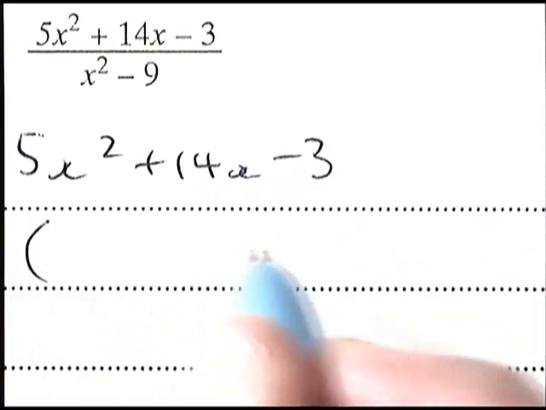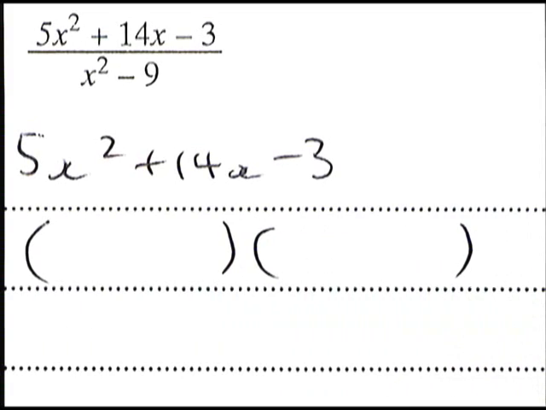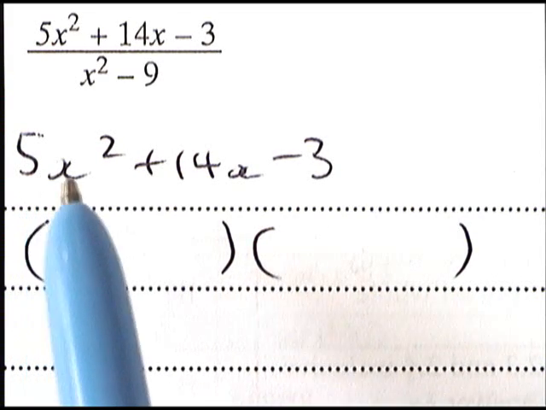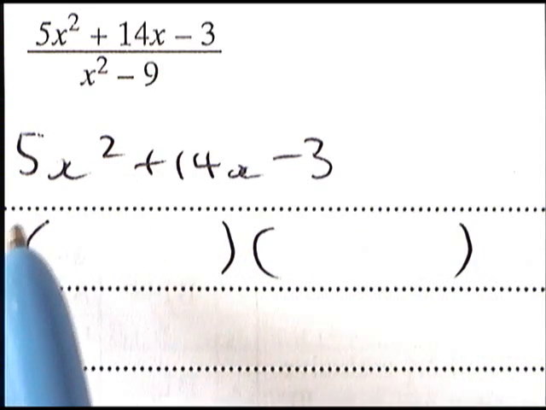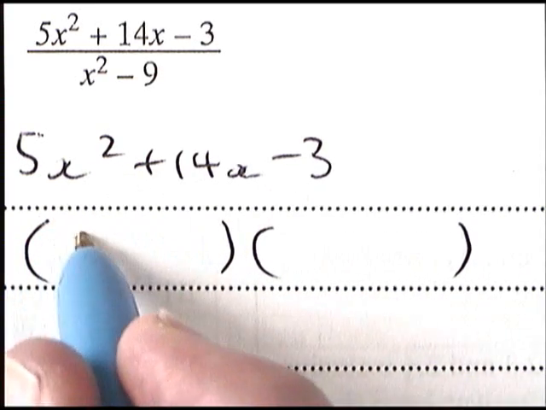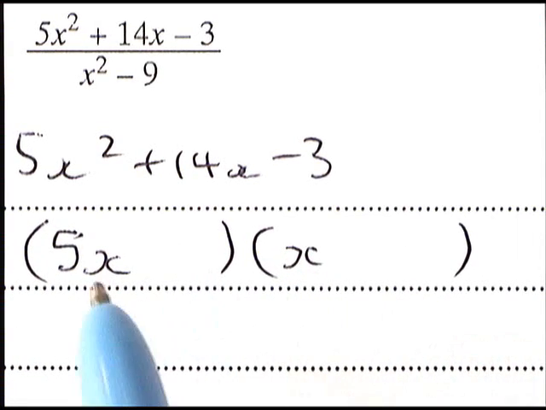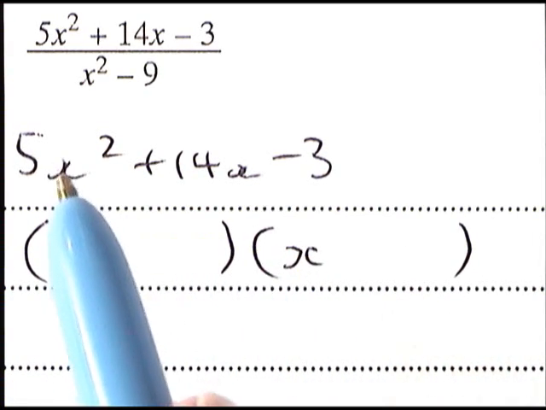We want to put that into brackets. It'll be two sets of brackets. Try and think first of all, what two things can you multiply together to give you 5x squared, which is 5 times x. The only real thing that'll be useful will be 5x and x. If you multiply those together, you will get 5x squared.